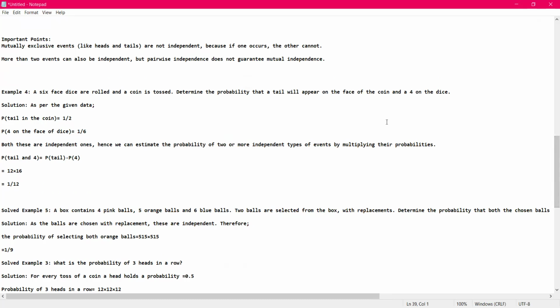So we will see the next example. A six-faced dice is rolled and a coin is tossed. Suppose a dice is rolled. For that, there are six faces on the dice. Suppose we roll the dice and after that we toss a coin. It means the dice and coin are independent of each other, because whatever output we get from the dice is not going to affect the coin. There is no relationship between the coin and dice because we are performing this experiment independently. So from this example we have to understand like that.